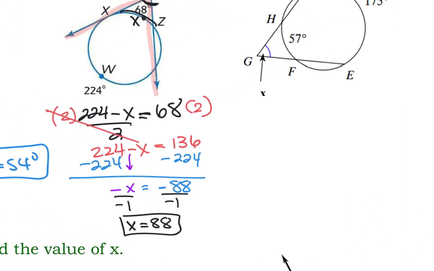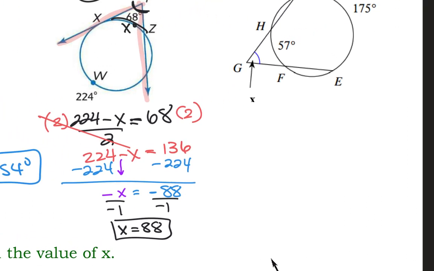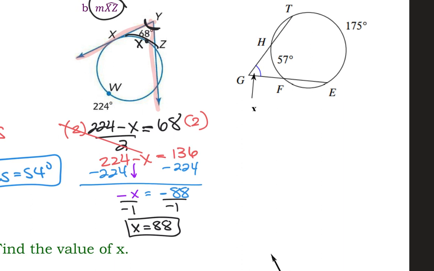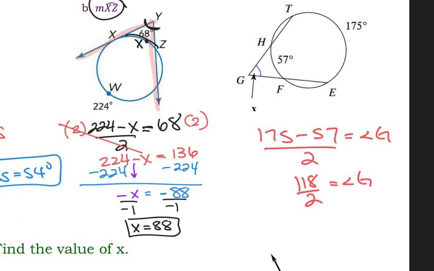So who wants to try the last one? Oh, the last one's not bad. That one's straightforward. Maya, you want to do that one? All right, what'd you do? 175 minus 57, all of it divided by 2 should give us angle G. So what's 175 minus 57? How much is it? 118. So angle G is 59. All right, thank you.